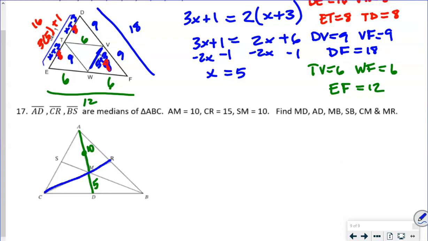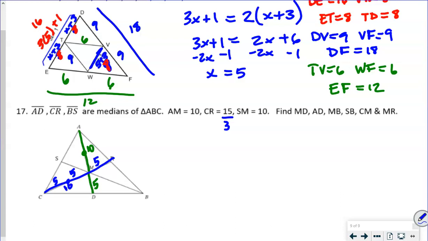Then it says CR. This time we have the whole length, right? So remember we said if we have the whole length, we're going to divide it by 3, right? So that means the smaller part down here is going to be 5. And again, these are two parts of 5, 5 and 5, which is what for this whole part right here? Isn't it 10? Y'all see that?